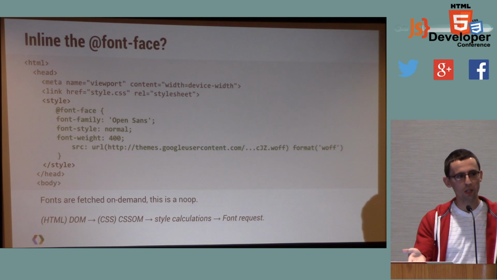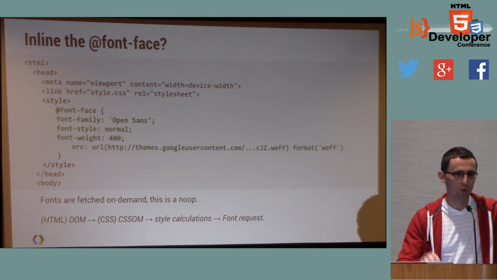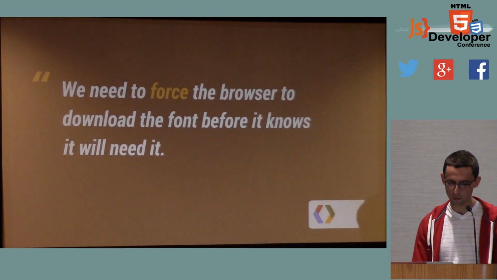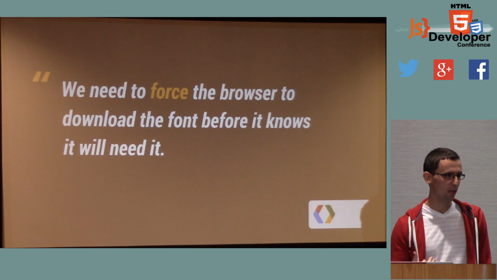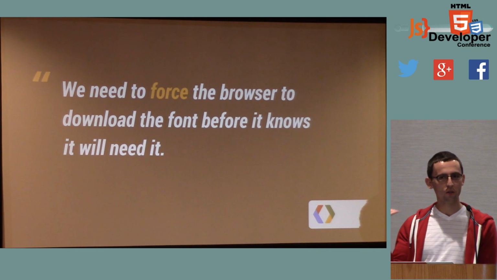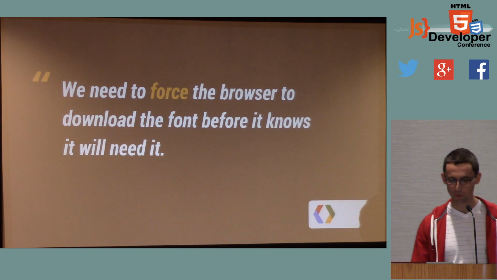Like, yes, true, we can figure out that you're going to be using a font potentially, but we can't actually dispatch the request. So really the problem becomes, how do we overwrite this behavior in the browser to say like, look, I know you're trying to be clever, but I really need this. Just please download it for me.